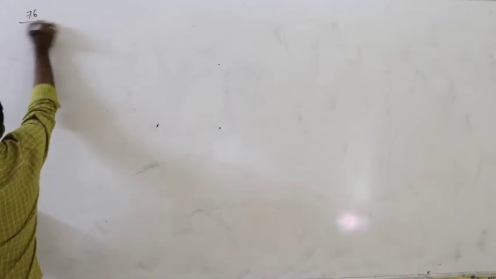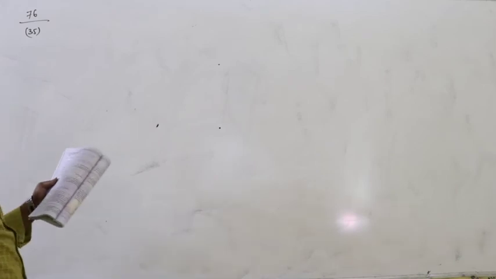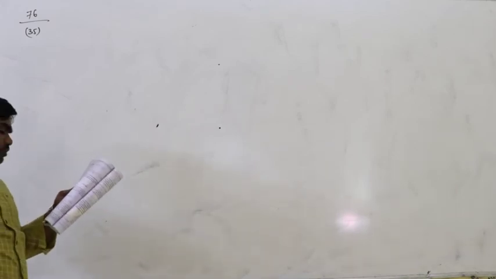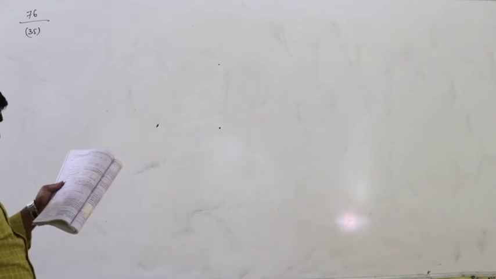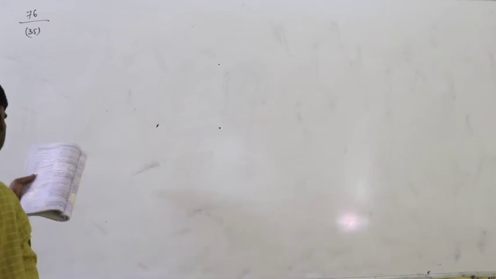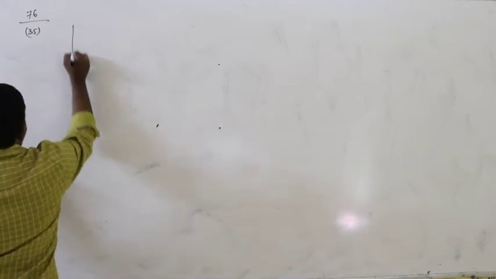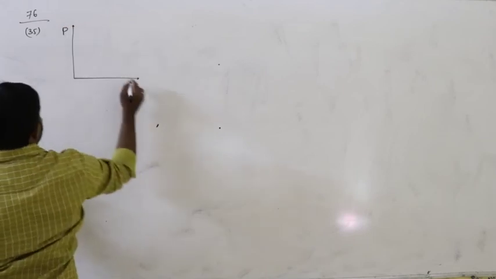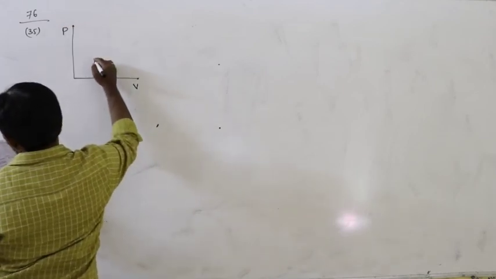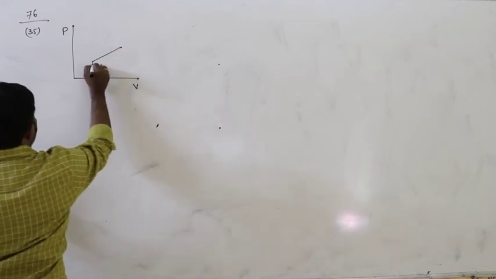Page number 76, example number 35. 1 mole of a monoatomic ideal gas undergoes the process AB in the given diagram. What is the specific heat for this process? So it's a pressure versus volume graph, and the given situation is A to B.